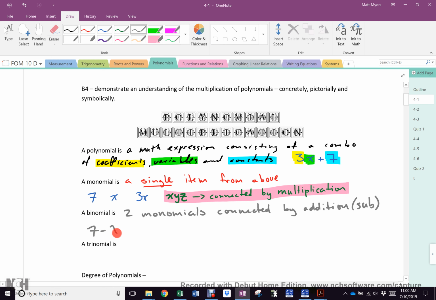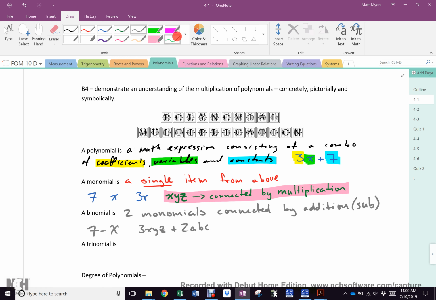7 minus x. Monomial connected by addition. Everybody cool? Do I need to do more examples? No. I'm going to do one more anyway. 3xyz plus 2abc. Still a binomial, because this is a monomial because it's connected by multiplication. Everybody good? Now, remember, there's a lot more to this, but we don't have time to get into all the fancy rules. This is the basic understanding, okay?